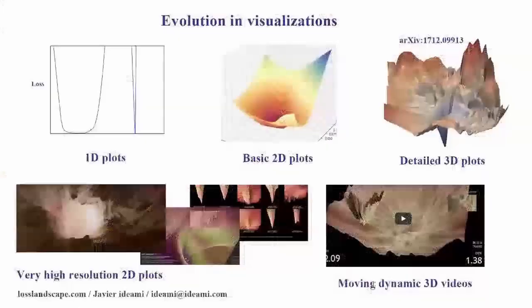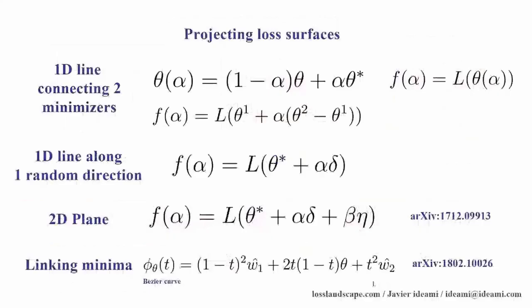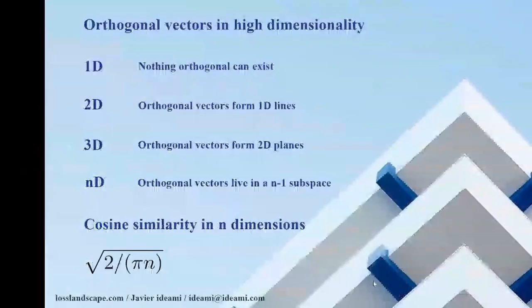But this is what we want to do. We want to move around, and we can use different mathematical equations to do all of these interpolations and explore this weight space. Now, something that people ask sometimes is, all right, if you use a couple of random directions to create a plane to slice the high dimensional space, how do you know that two random directions in very high dimensional space are orthogonal to each other?